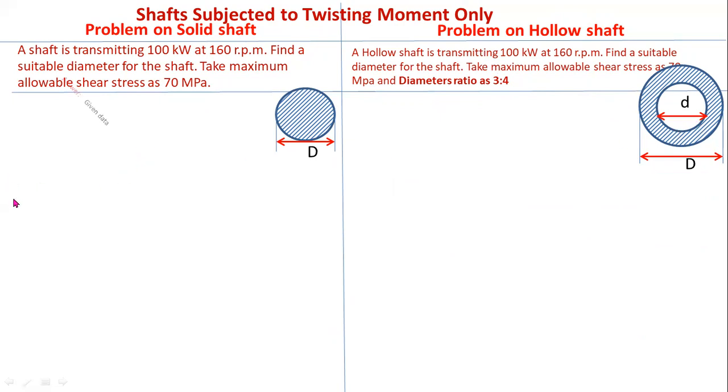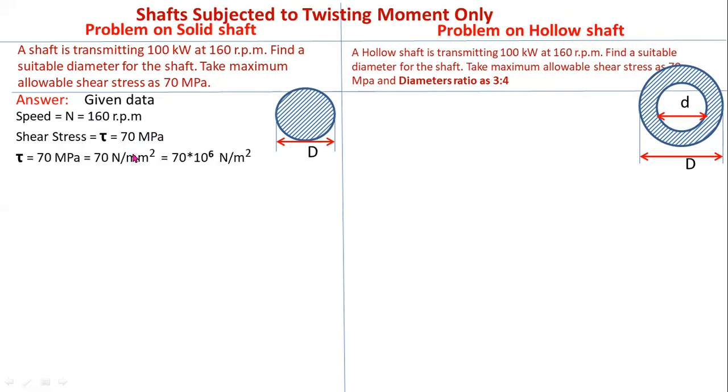Now, first of all, you have to identify the given values. For this solid shaft problem, first identify the given values. Here N is the speed of the solid shaft, N equal to 160 RPM, and tau is the maximum shear stress induced in the shaft material, tau equal to 70 megapascal. 1 megapascal equal to 1 Newton per mm square, or 1 megapascal equal to 10 power 6 Newton per meter square. Okay, you can use any one.